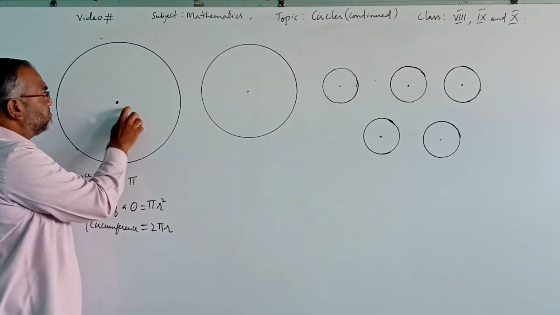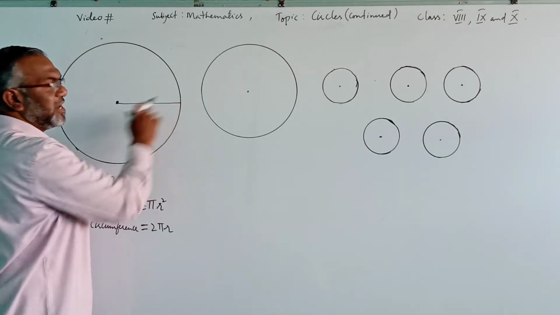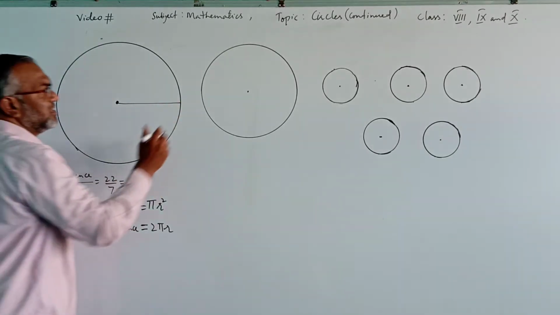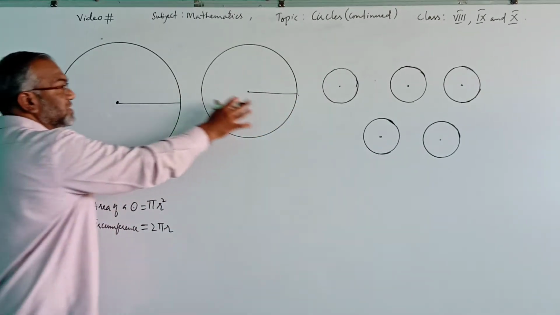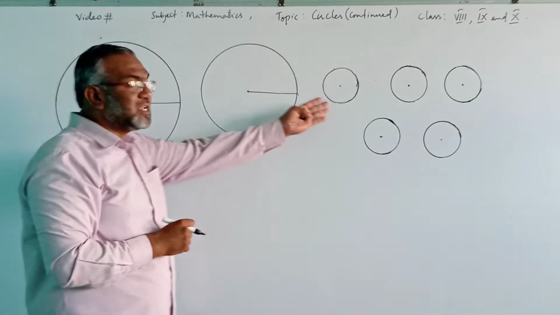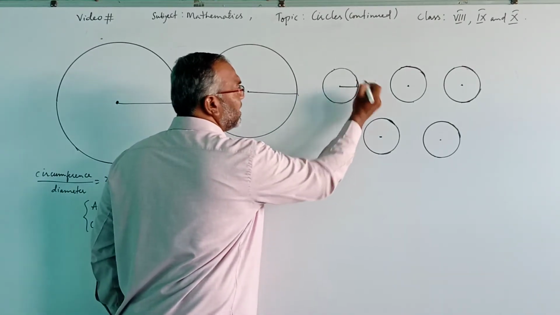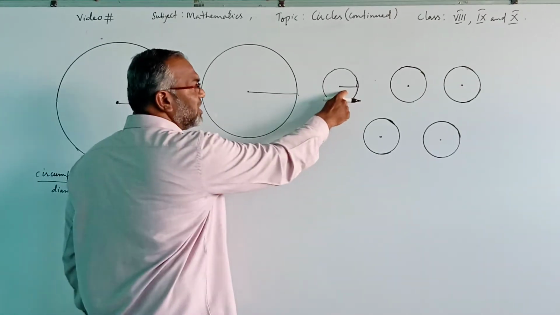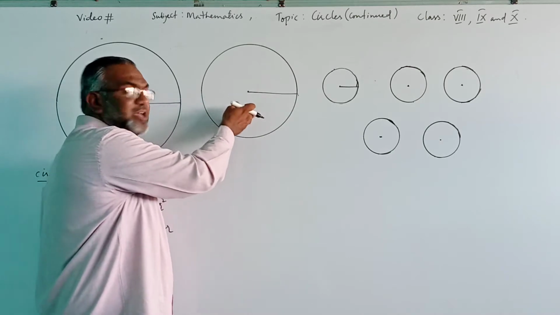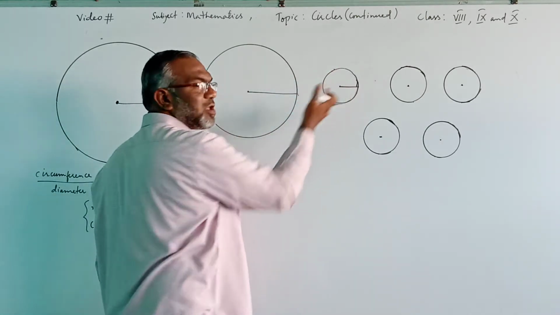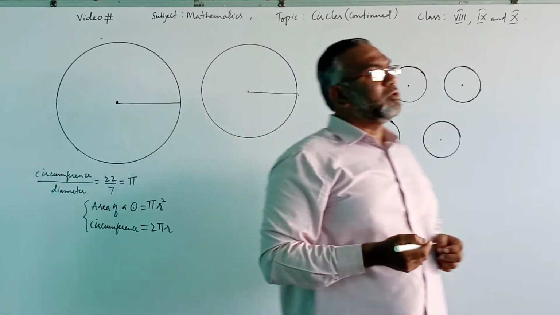This circle has bigger radius, so it has bigger area. This circle has a smaller radius compared to this, so this circle has a smaller area. These circles are smaller than these two. The radius of this circle is smaller than this. So of course this is having bigger radius, bigger area, smaller radius, smaller area. Right? Okay.